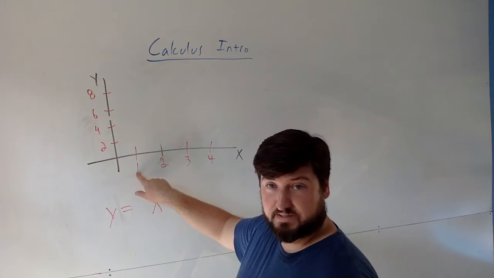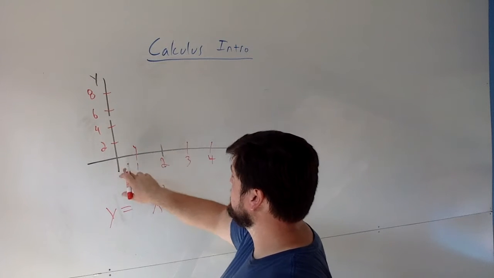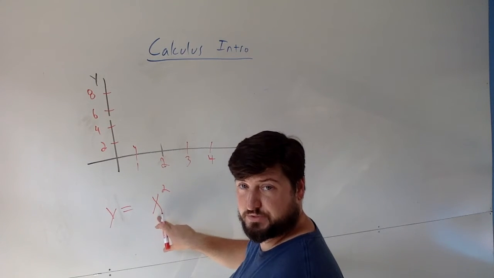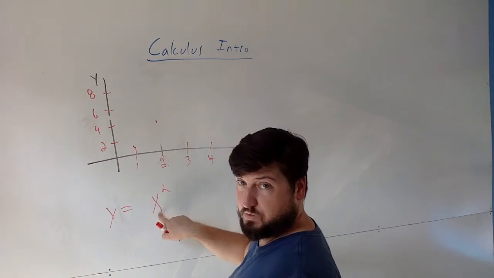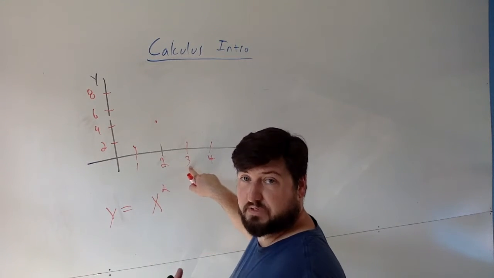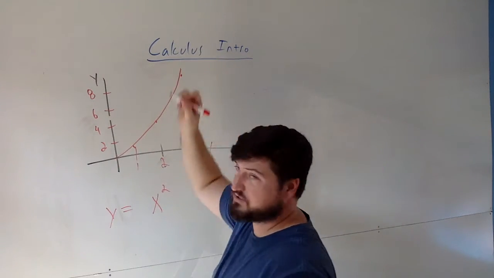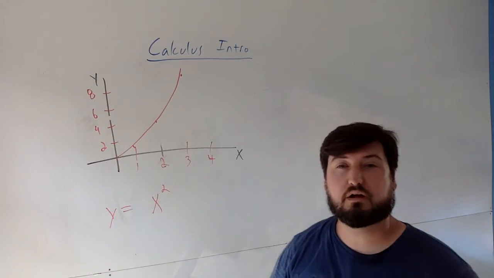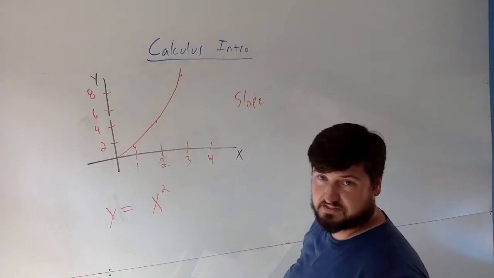So 1 times 1 gets us 1, right? As you might be able to imagine, okay? And what about 2 for x? So 2 times 2 would be 4. So 2 for x means 4 for y. What about 3? If x is 3, we get 3 times 3, we get 9. So you end up with a curving function like this. What if you wanted to know the slope of this line?